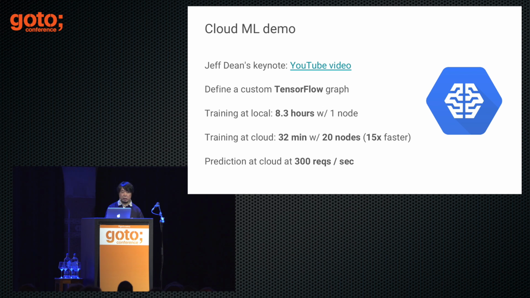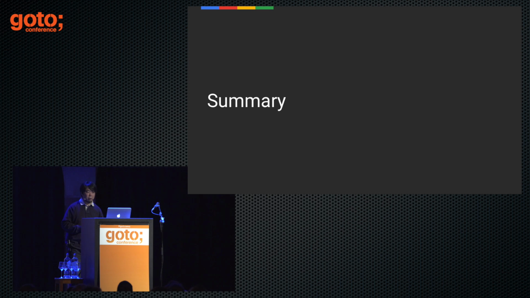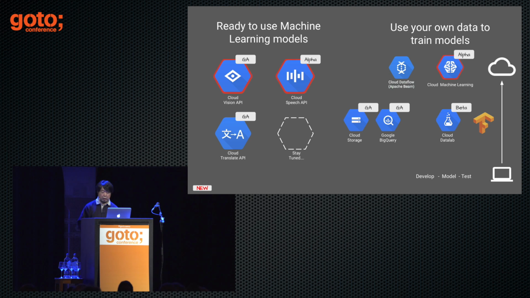And we are externalizing this power to you, so you can utilize it for solving your own problems. Also, Cloud ML can be used for prediction as well, not only for training. In the demonstration, he showed that Cloud ML could be used for predictions at 300 requests per second.